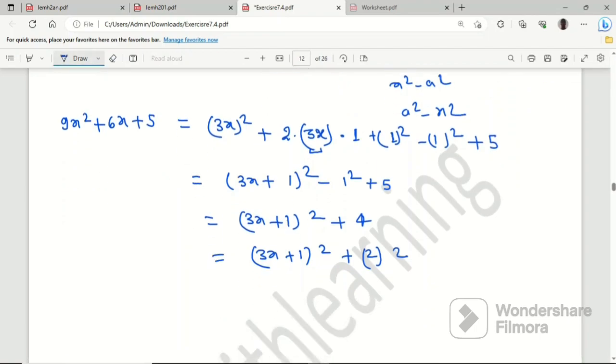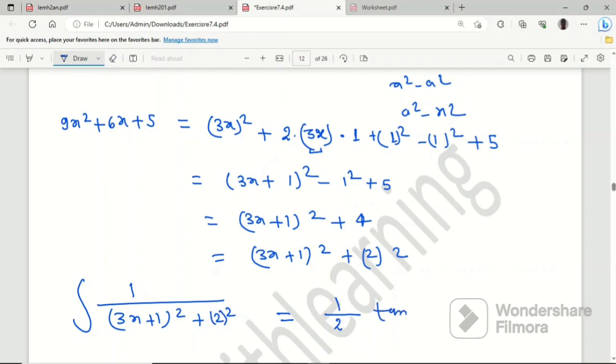So I can write integration 1 by, I am directly replacing this polynomial quadratic equation with this expression. So I'll write (3x plus 1) whole square plus 2 square. The formula for x square plus a square is 1 by a tan inverse. What is a here? A is 2. Okay, so 1 by a into tan inverse. Now the variable is not x, it is 3x plus 1. This whole is the variable, not only x.